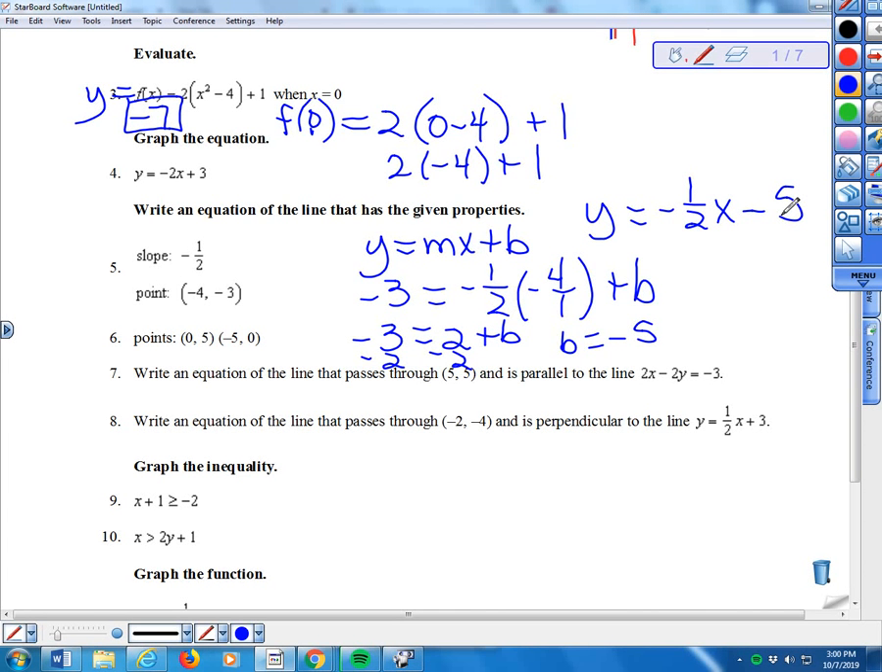Have that process down? Yeah. Guarantee there'll be a problem like this on the ACT. I thought you were going to say the test. Well, yeah.